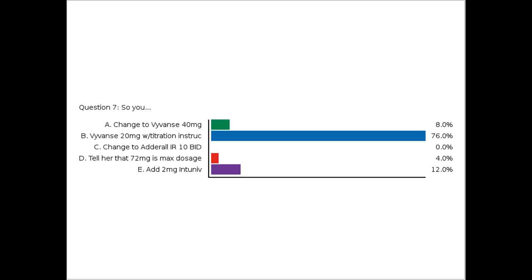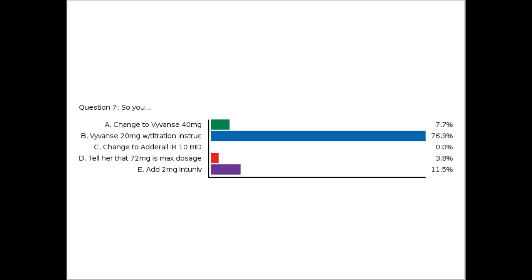All right, perfect. So I would definitely agree with the change to Vyvanse. Any amphetamine really, but in this one, the more reasonable choice is Vyvanse 20. And again, rather than assuming that 40 milligrams is the right thing, it's really best to retitrate.